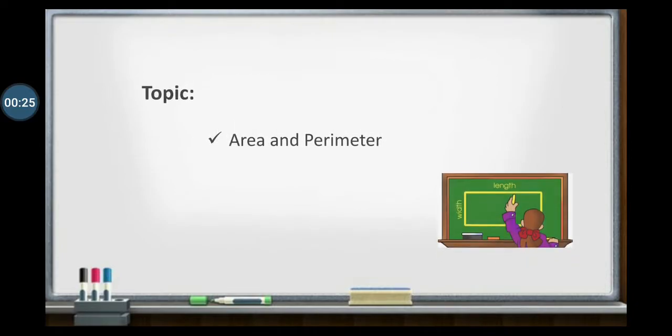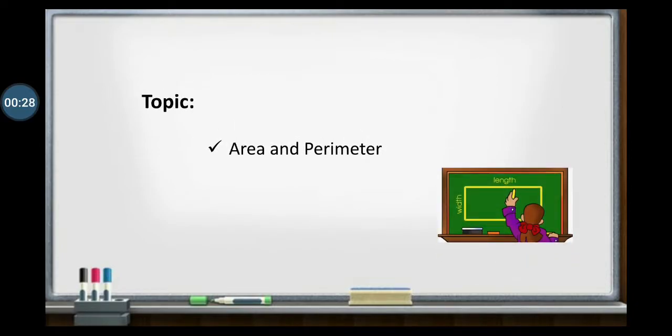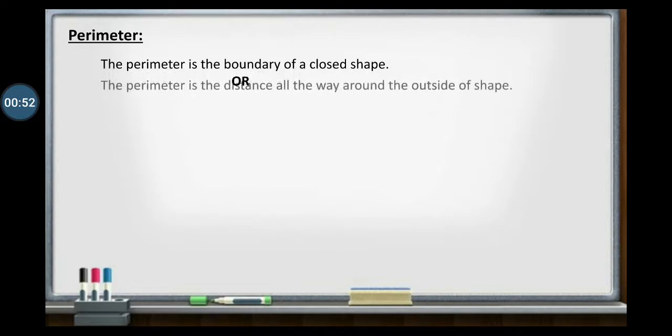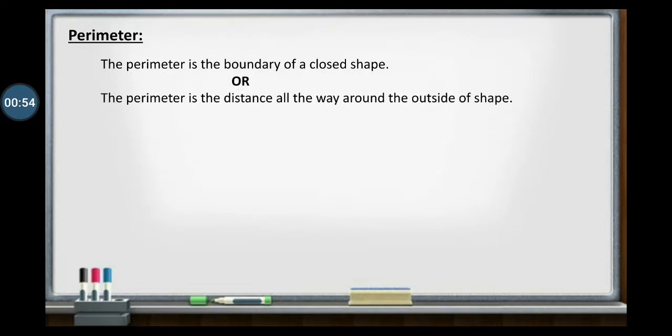My dear students, our today's lesson is based on area and perimeter. As we have finished our previous topic, decimals, today we are going to start a new topic, that is area and perimeter. So let's learn about the perimeter first. The perimeter is the boundary of a closed shape, or you can say the perimeter is the distance all the way around the outside of a shape.